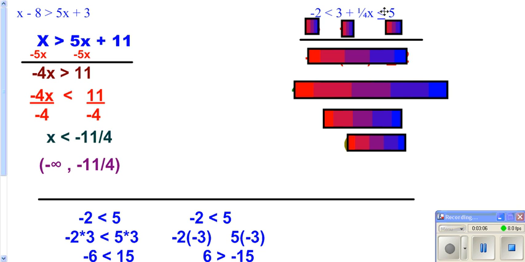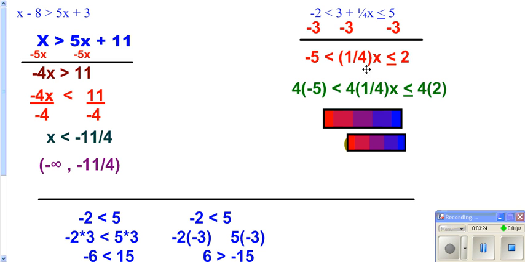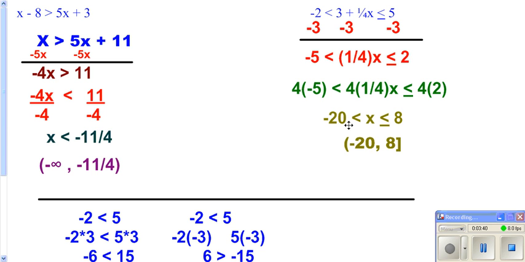Here you have a compound inequality, but you're still going to solve it just like you would normally. You need to get x by itself, so you have to get rid of the plus 3. So you're going to subtract 3 from, in this case, all 3 parts. Now you want to get rid of your 1/4, so you multiply all 3 parts by 4. Over here you get a negative 20. In the middle, your 4 and your 1/4 undo each other. Over here you get an 8. For interval notation, you'd put down your negative 20 and your 8, smallest to largest. Your 8 is being included, so it's a square. There's no equal to here, so it's a curve.